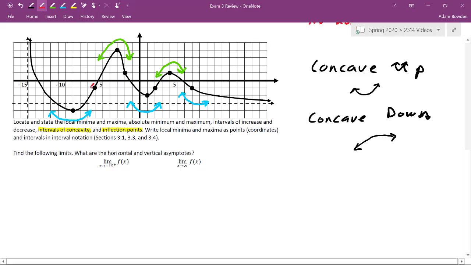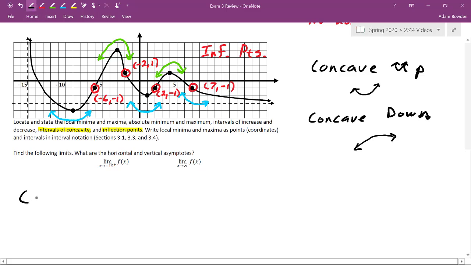So these points where it changes concavity from up to down or down to up, these are what we call the inflection points. So we have different intervals that we'll write down here for concave up and down. Let's identify these points that we have here: (-6, -1), (-2, -1), (2, -1), and (7, -1). These are all the inflection points.